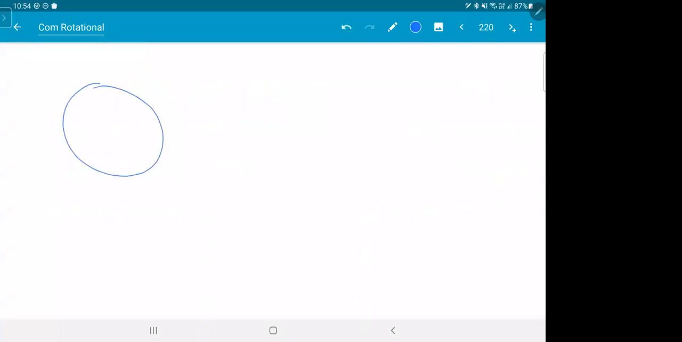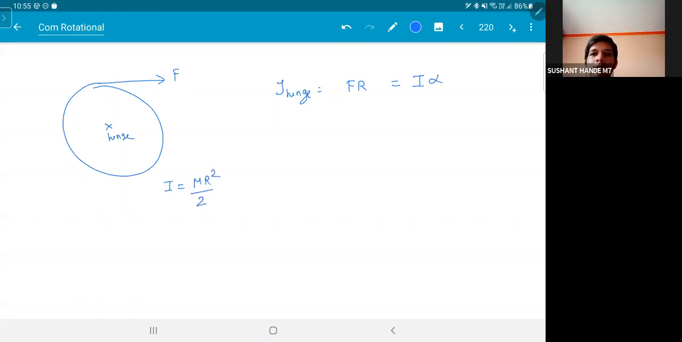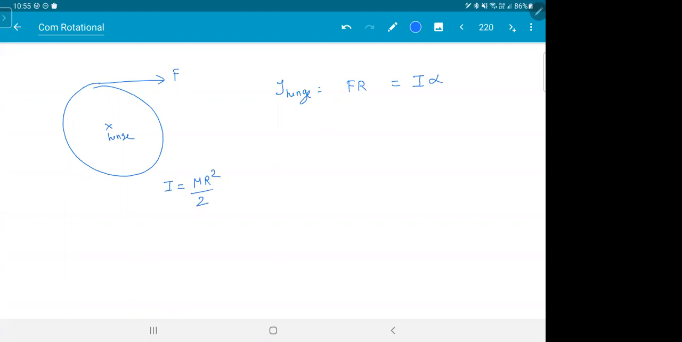First thing, the cylinder is rotating, right? Pure rotation. So this is the force. This is the hinge. What is the torque? F into R. What is torque equal to? I alpha. Remember? Torque is I into alpha. What is the moment of inertia of a solid cylinder? Anyone? MR square upon 2. M is 2, R is 1, so I is 1. F is 10, radius is 1, I is 1, alpha. So alpha is 10 radian per second square.